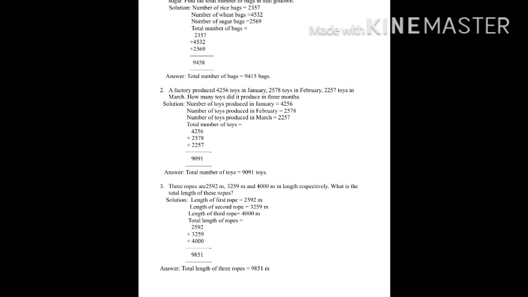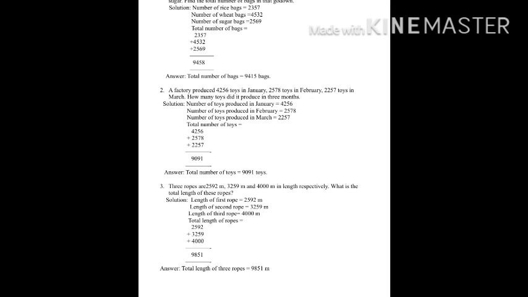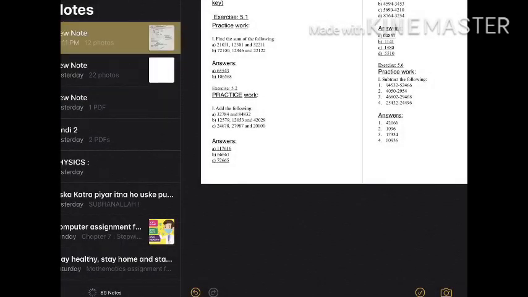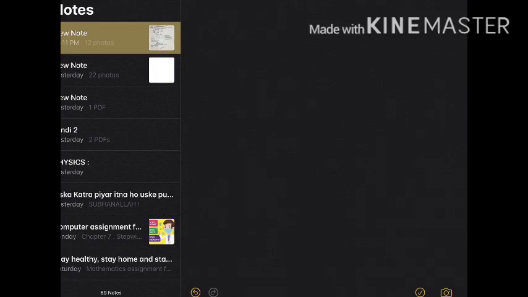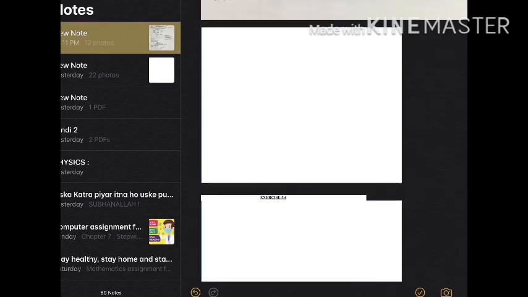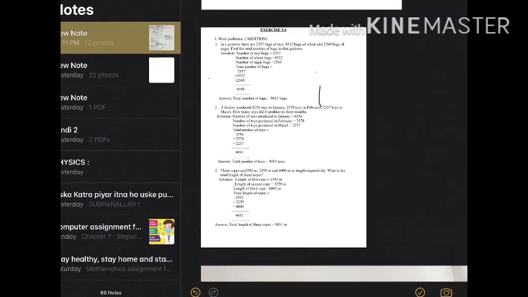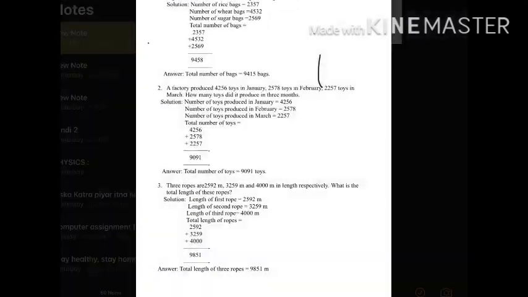Alright students. Now, moving ahead with the next topic here, and that is subtraction. But before that, I'll give you some word problems of addition here. Alright. So here, you can see the first word problem. I'll show you the word problem here. I just missed the page here. So this is the word problems of addition.